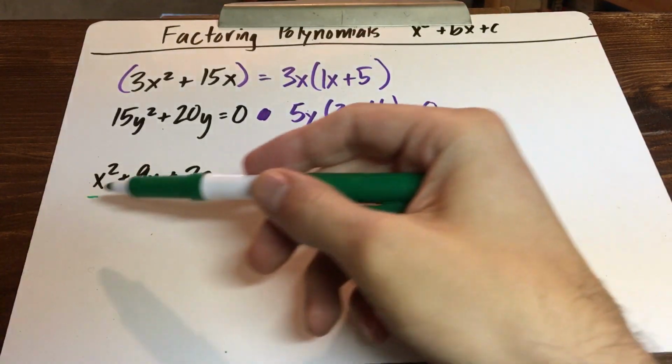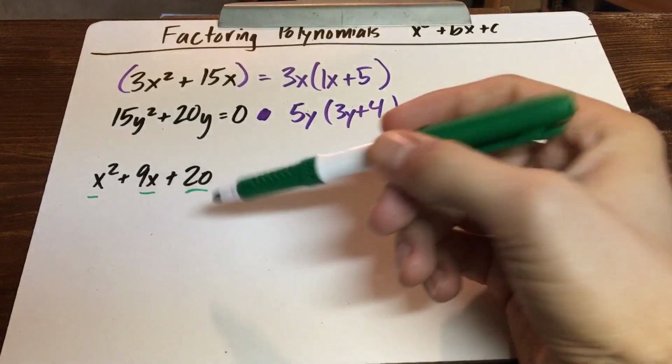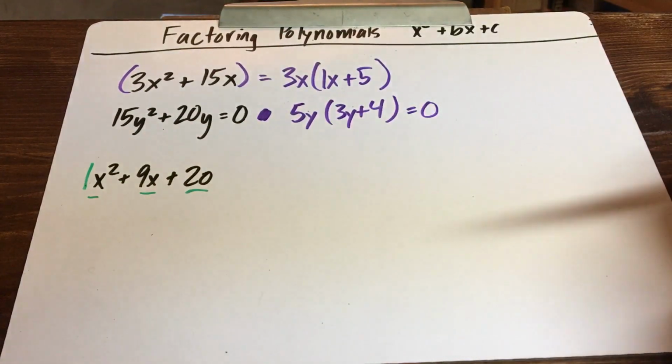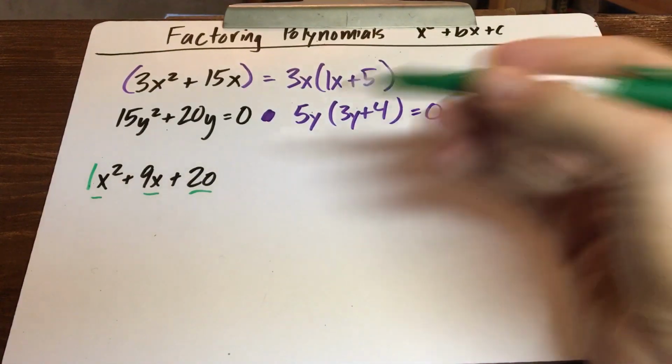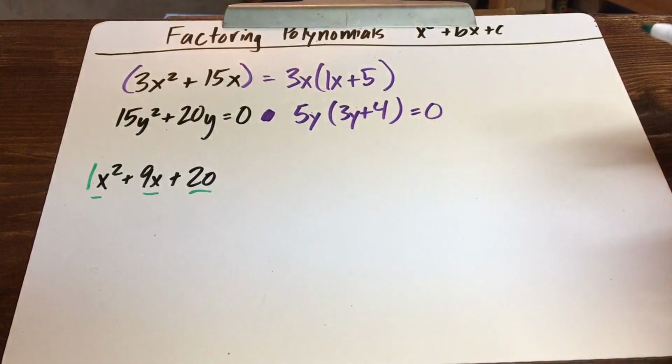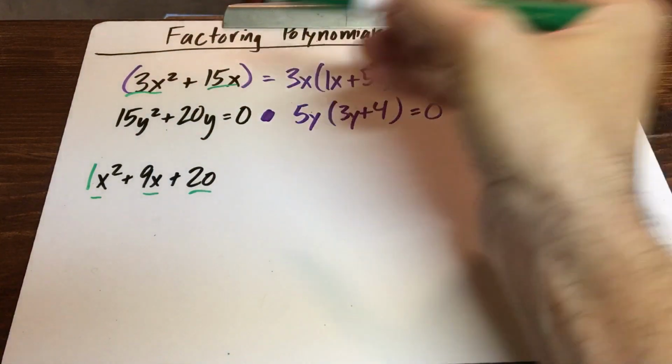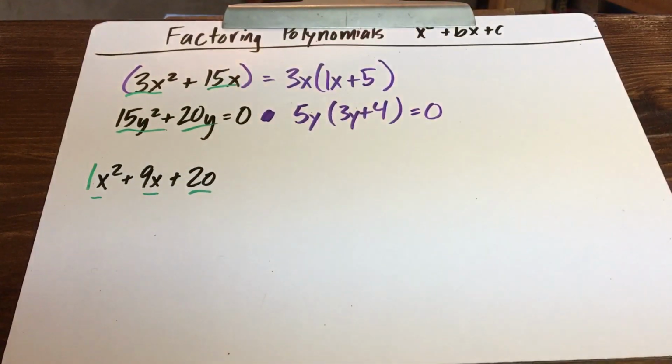Is there a number that could be divided into all these terms? No, not really, because this is obviously a 1, and so it's not like a number is going to go into all three terms. There's no greatest common factor. And so what you have to do when there's no greatest common factor, like up here, they could both go into 3. Here, they could both go into 5, and they both have a y.